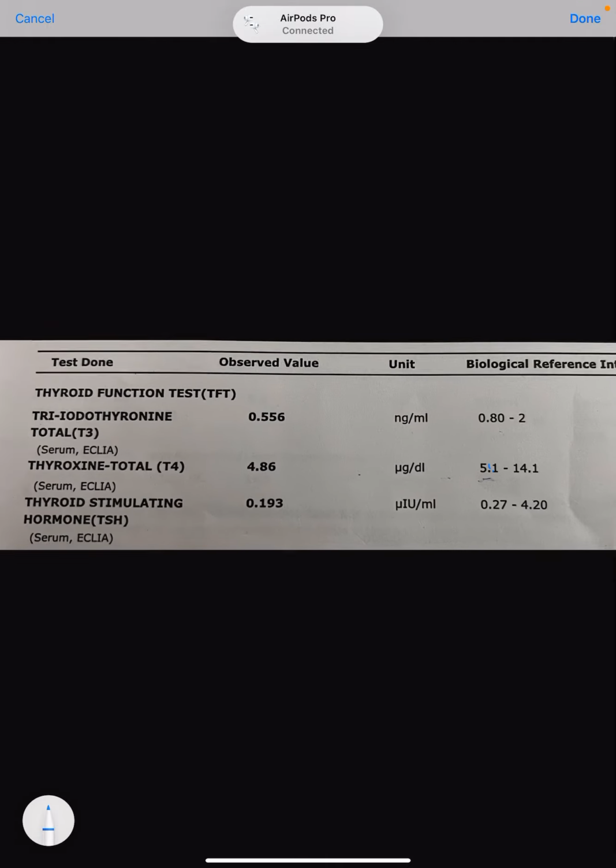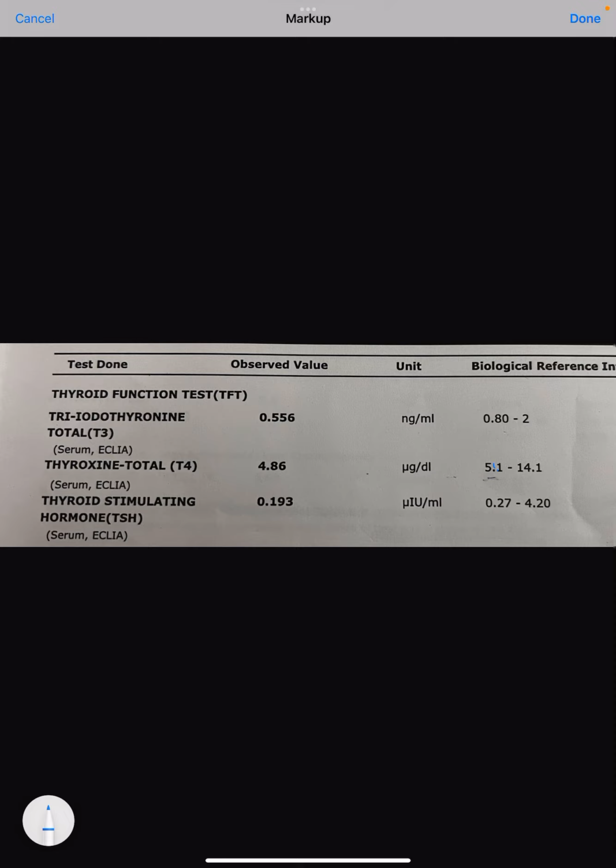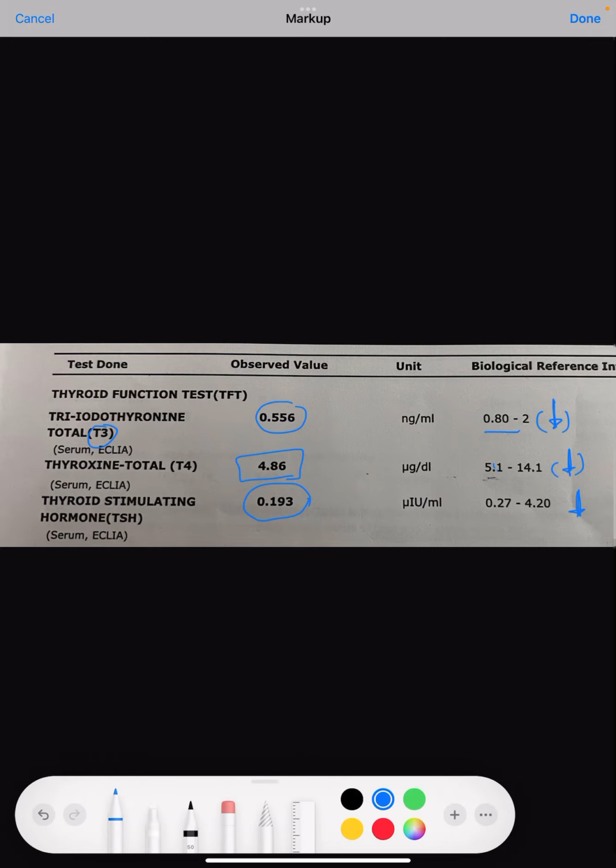Now, this is a very interesting report where we can see that this T3 is 0.556. It means it is less, it is reduced. T4 is 4.86. It is also very much less compared to the normal range. And interestingly, the TSH is also less. It has to be at least 0.27, but here it is around 2. So what does this indicate?